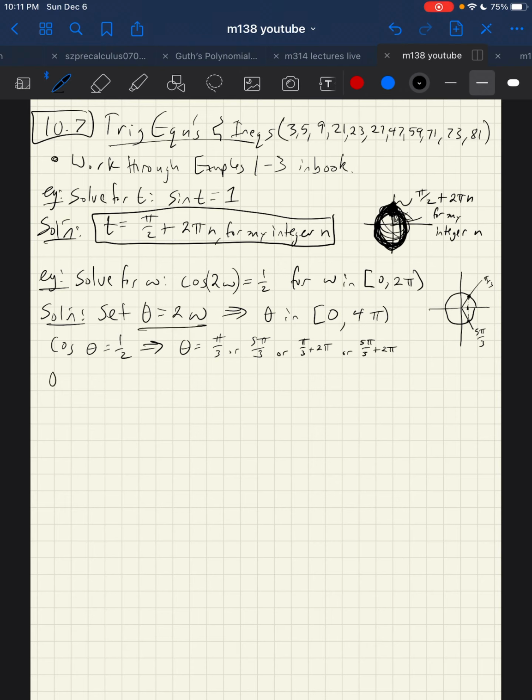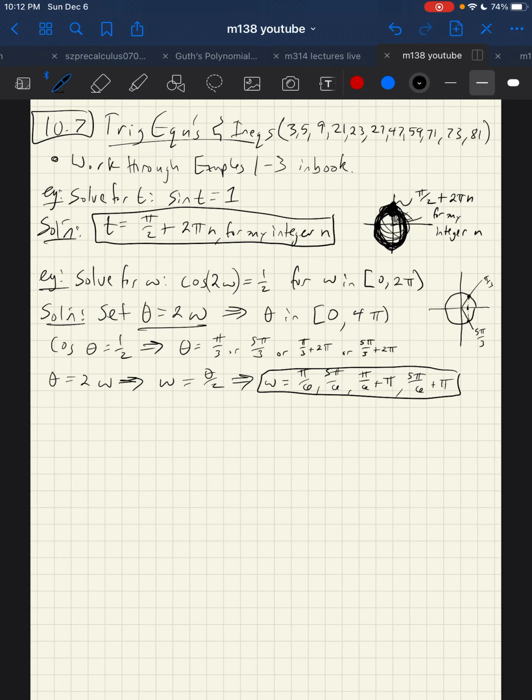Since I had theta equals 2w, that translates to a solution for w, which is w equals theta over 2. Which means w equals either this over 2, that's pi over 6, or this over 2, 5 pi over 6, or this over 2, pi over 6 plus pi, or you can write 7 pi over 6, either way. And finally, the last possibility is this over 2, which is 5 pi over 6 plus pi. And again, you could write that as 11 pi over 6, that's fine. So that's going to be our final answer there.